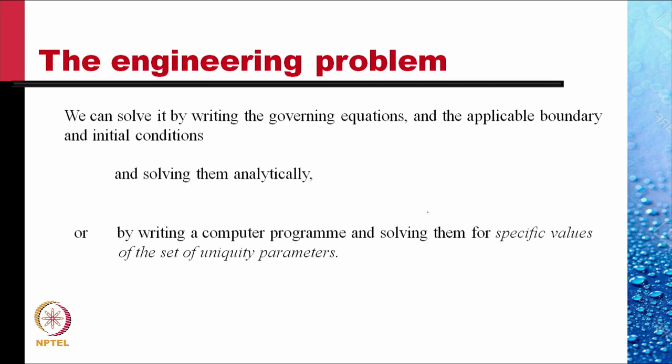And when we write a program, we have to give in the specific values of the uniquity parameters. We have to define an experiment. We can't find the result in terms of V naught, the free stream velocity. We have to give in the velocity V naught, and the result will be a number. That's why many scientists call a numerical calculation a numerical experiment, because we are doing it for one set of uniquity parameters at a time.